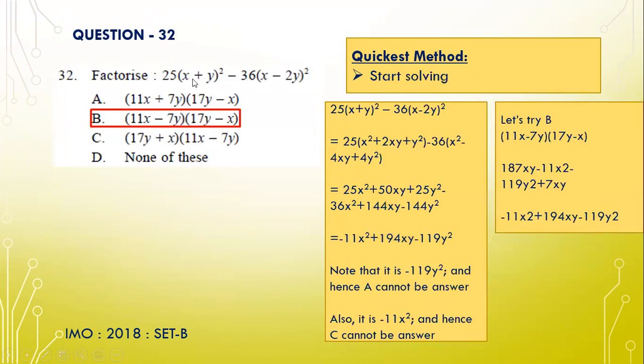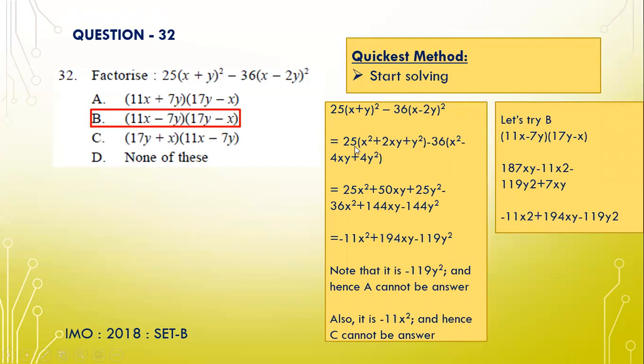Factorize 25 into (x plus y) square minus 36 into (x minus 2y) square. Okay, so start solving. For such questions, start solving. So 25 into (x plus y) square minus 36 into (x minus 2y) square. What is (x plus y) square? x square plus 2xy plus y square. What is (x minus 2y) square? It is x square minus 2 into x into 2y, minus 4xy, plus 2y square, which is 4y square, isn't it? So it will be plus 4y square.